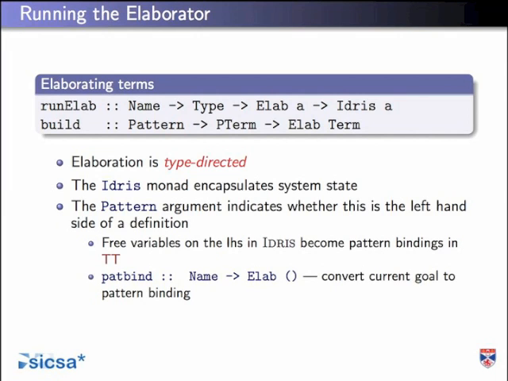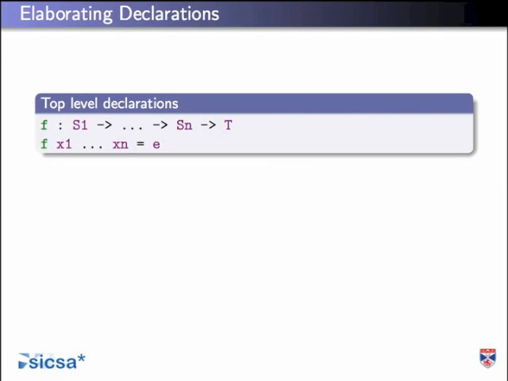I should draw attention to this pattern argument, because things are slightly different depending on whether we're on the left-hand side or the right-hand side of a pattern match. On the left-hand side, we might be introducing new names. So there are going to be pattern variables, and we have to know that we treat them specially. On the right-hand side, we're not allowed to introduce new names. We're only allowed to use names that we've already got. So this pattern argument just says how to deal with names that we haven't come across yet. On the left-hand side, just make a pattern binding.